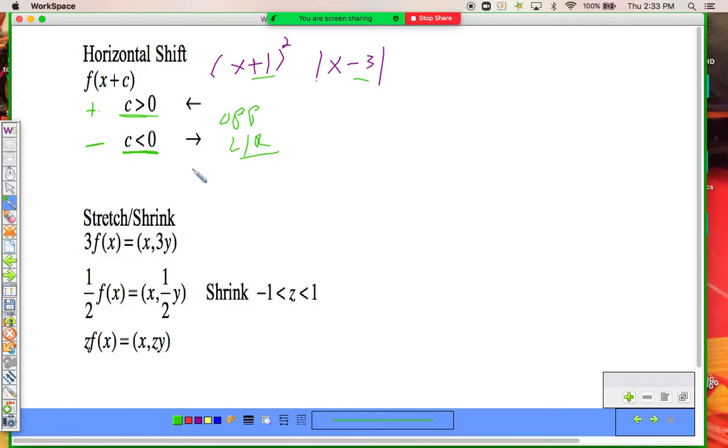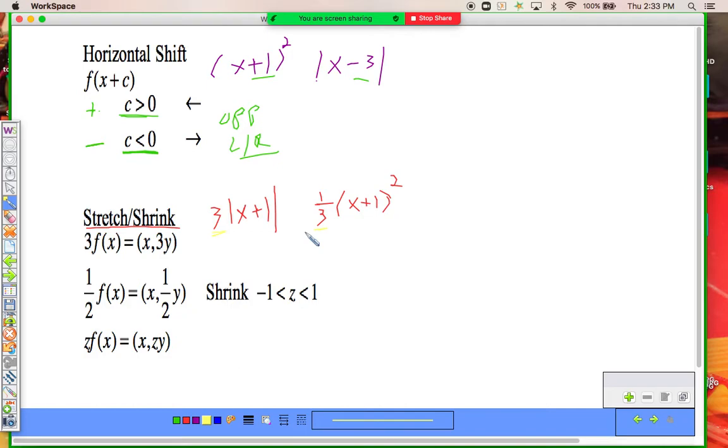All right, the next thing that's going to happen is we're going to have a stretch or a reflection. We're going to take a V and make it taller or make it flatter. And the same thing with our U. So we're going to have a stretch or reflection if I have a number times my function: 3 times the absolute value, 1/3 times x plus 1 squared. If I add a number in front of my function, we're going to have a stretch or a shrink. A shrink is going to make my numbers get smaller. A stretch is going to make them get taller and bigger.